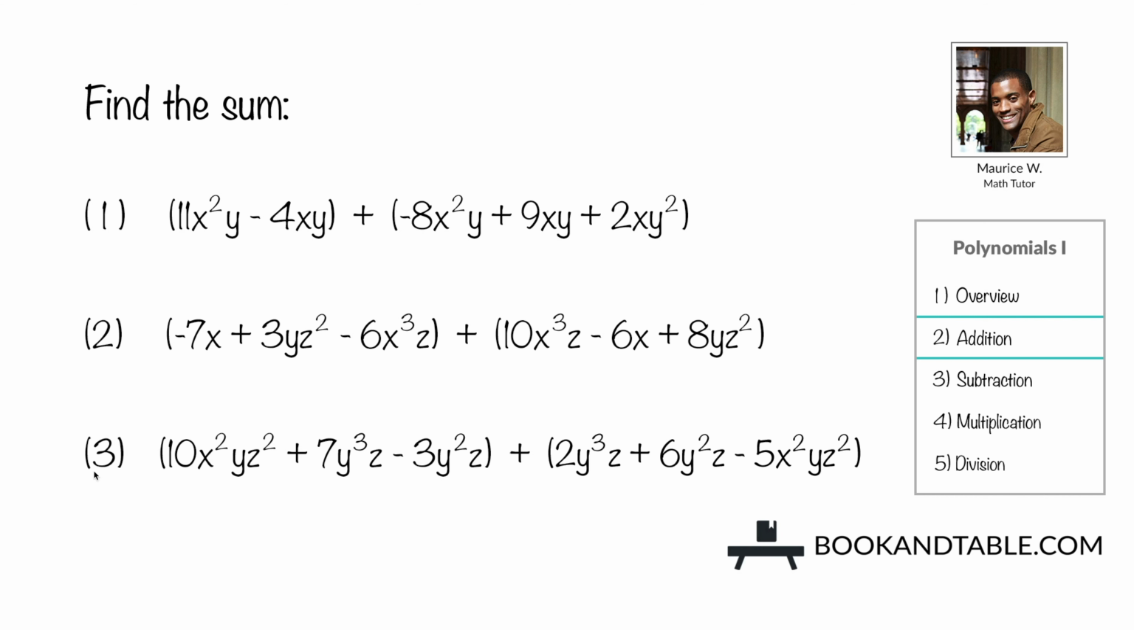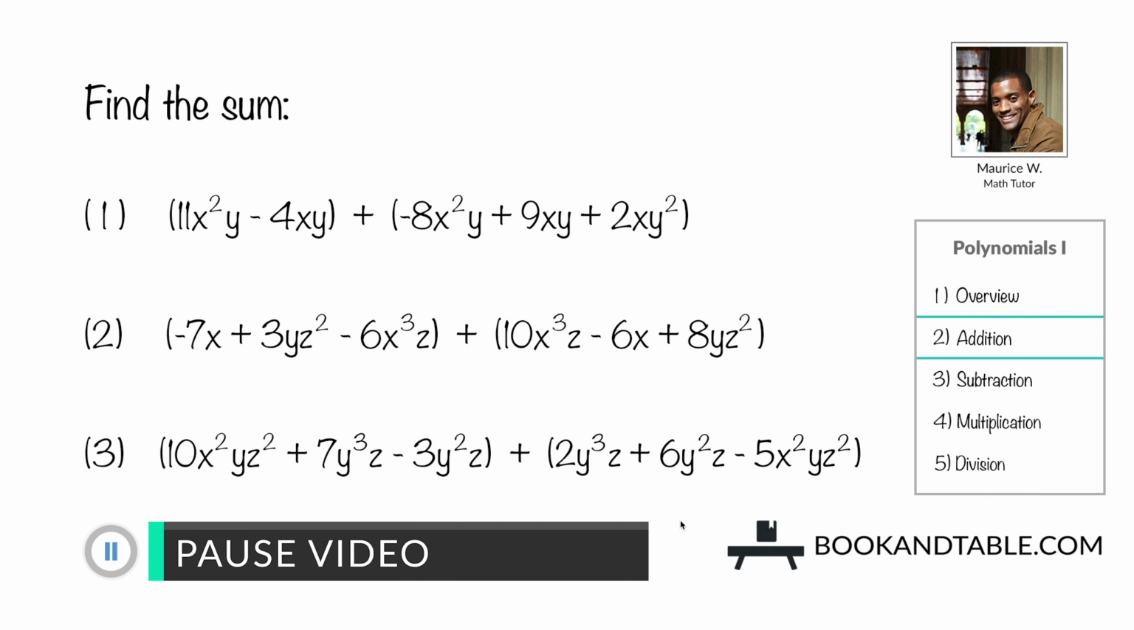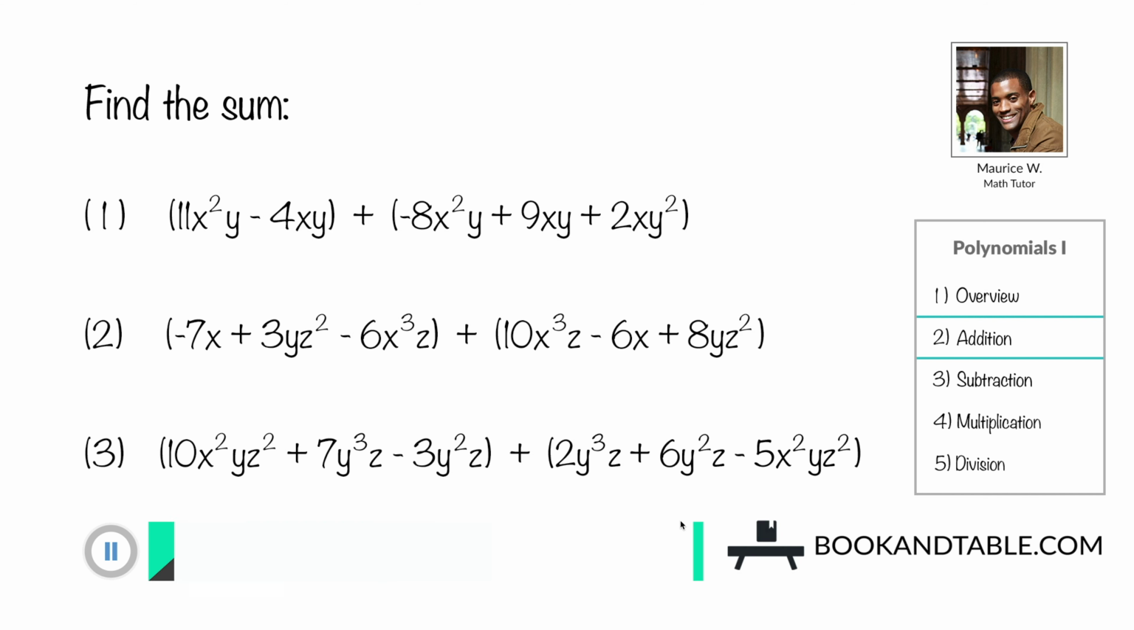In question number 3, find the sum of 10x squared yz squared plus 7y cubed z minus 3y squared z plus 2y cubed z plus 6y squared z minus 5x squared yz squared. Pause the video, answer these questions, and then press play when you are ready to begin.